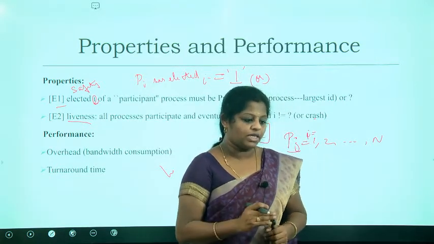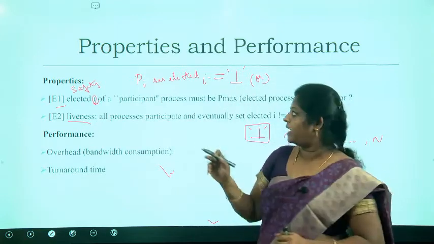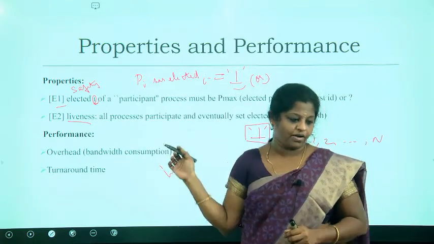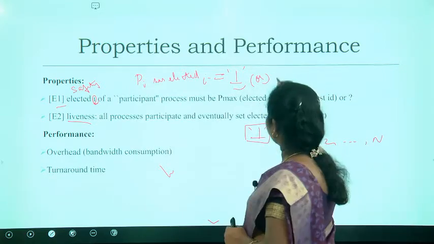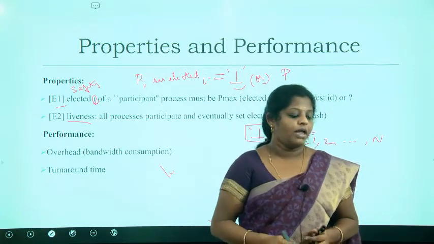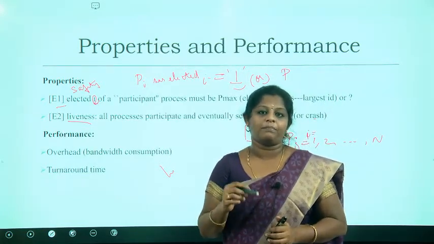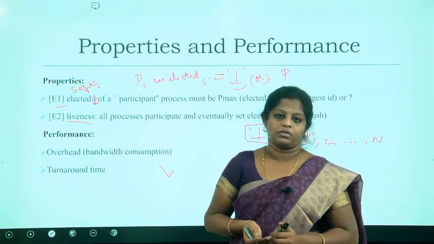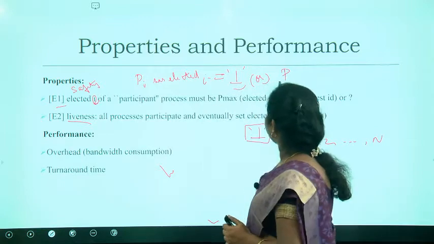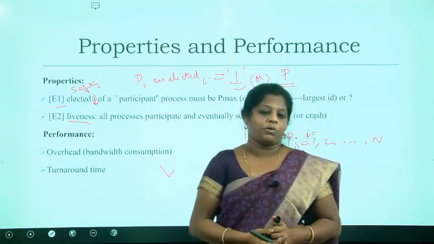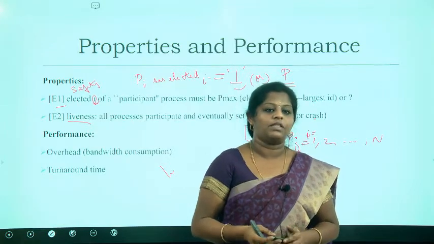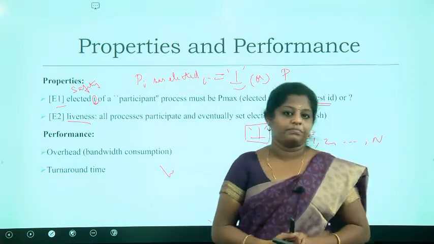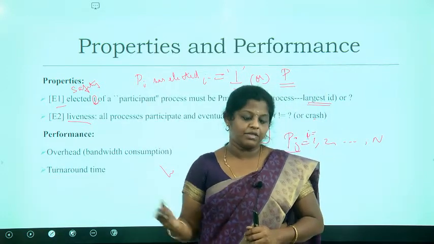So initially the participant process Pi has two possible values: either not yet defined, or elected_i equal to P. What do we mean by P? It is the chosen non-crashed process with the largest identifier at the end of the election run.